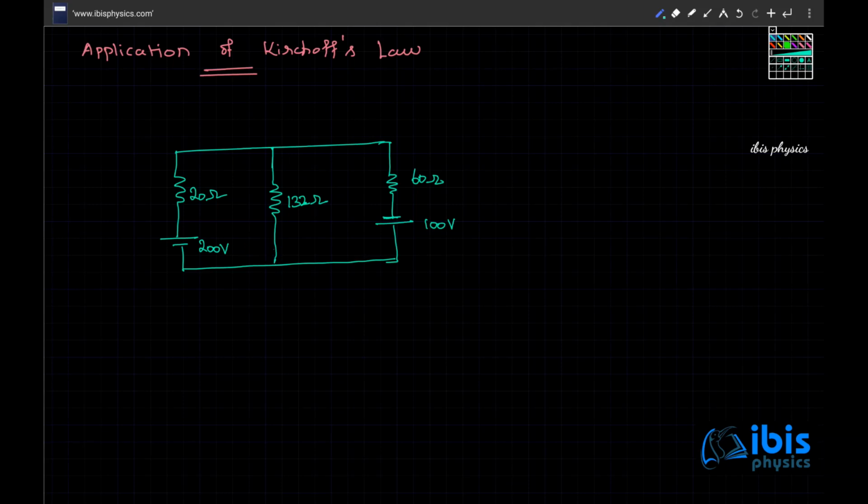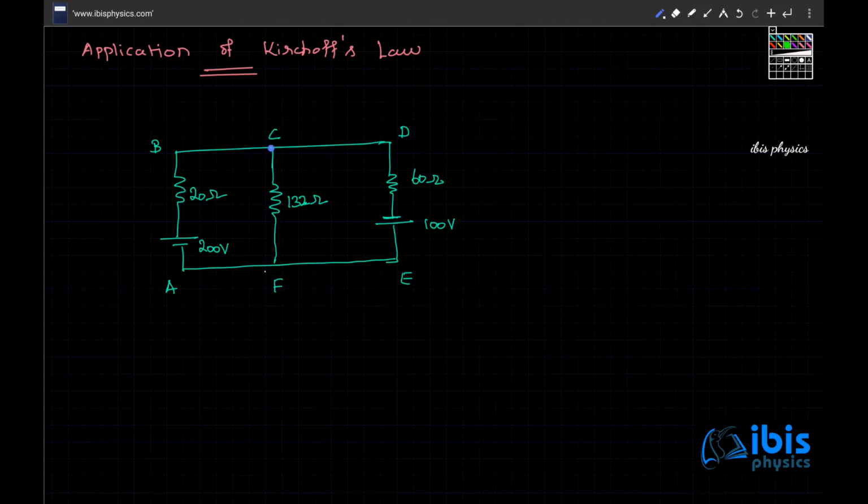So how do we use Kirchhoff's law to solve this circuit? First, name the junctions A, B, C, D, E, F. My idea is not to solve that immediately, but to tell you how many ways we can apply it. There are three loops: A, B, C, F, A is one loop; F, C, D, E, F is another loop; A, B, C, D, E, F, A is another loop.